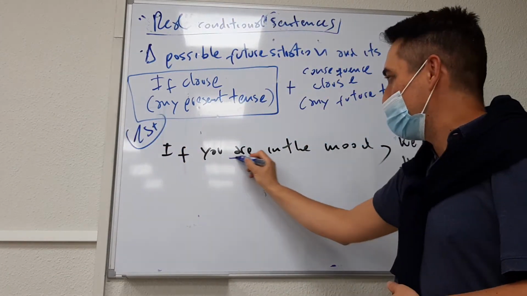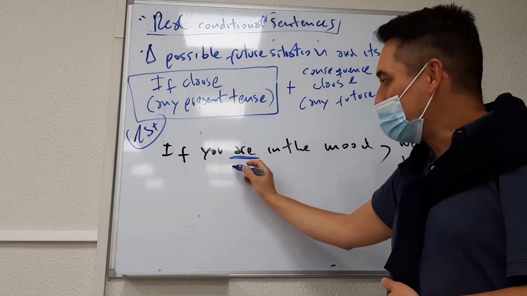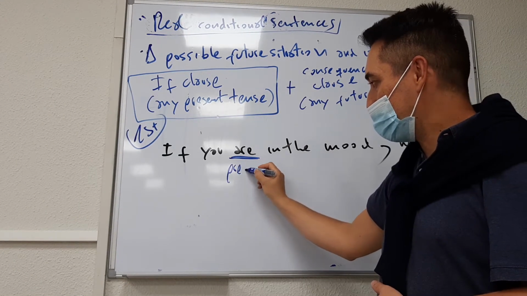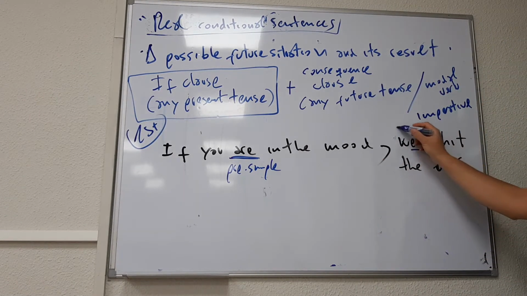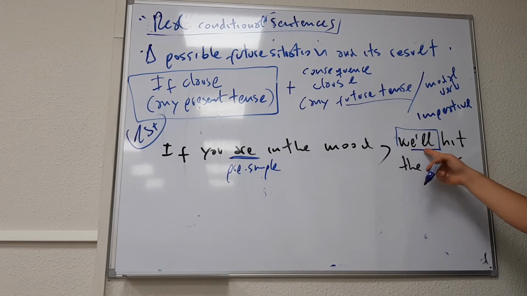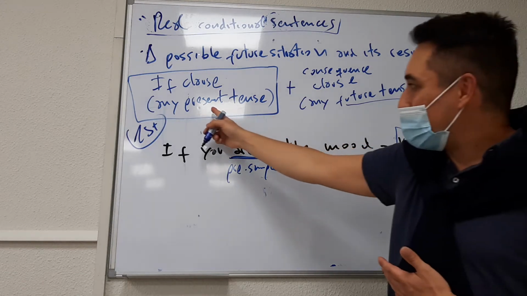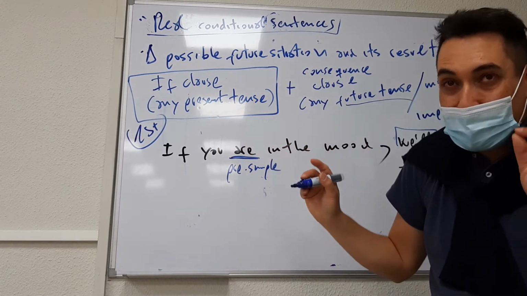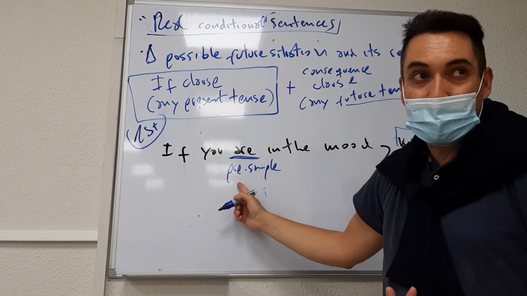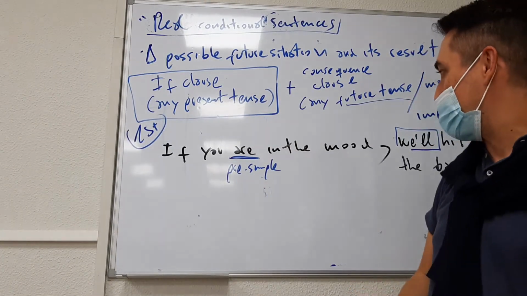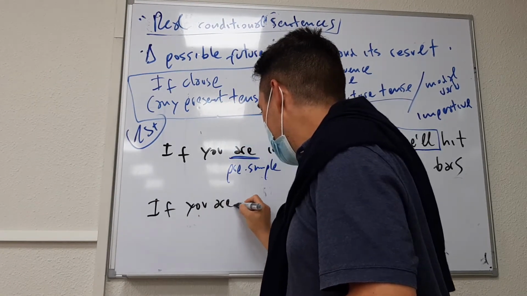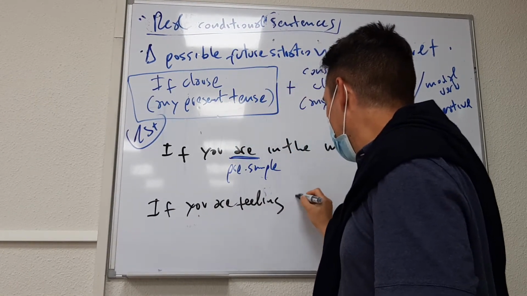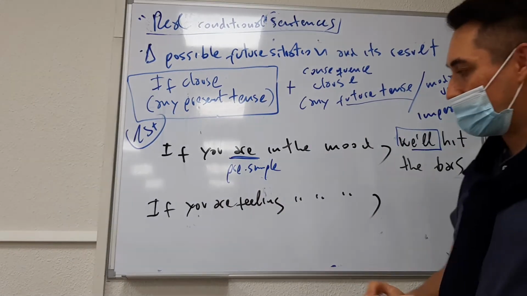What do we have? A present tense, in this case present simple. And here, future with will. Any future tense. In this case, future with will. However, you can use any present tense. So it's also okay here to use, for example, a present continuous. You can say, if you're feeling in the mood, we'll hit the bars.